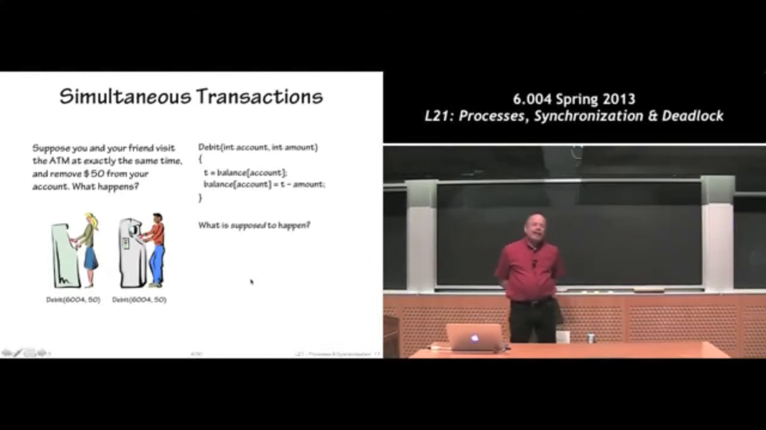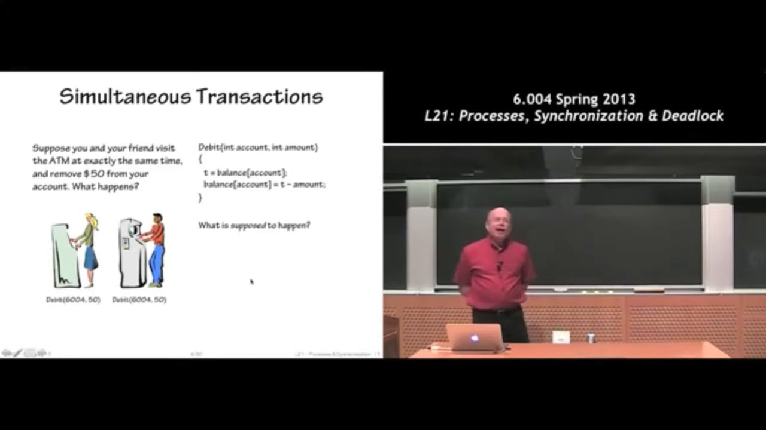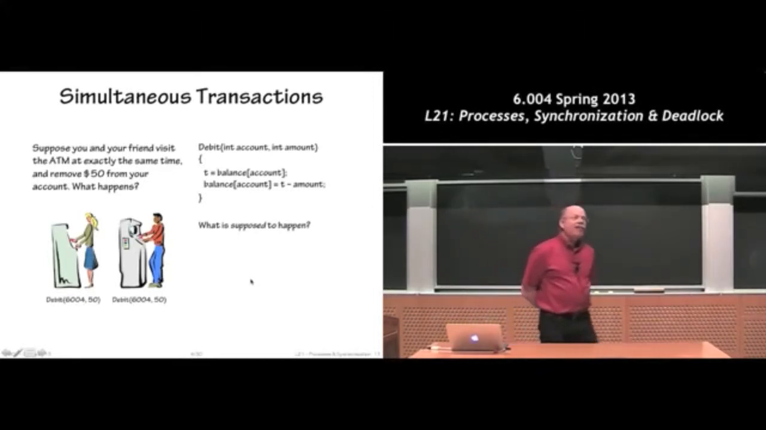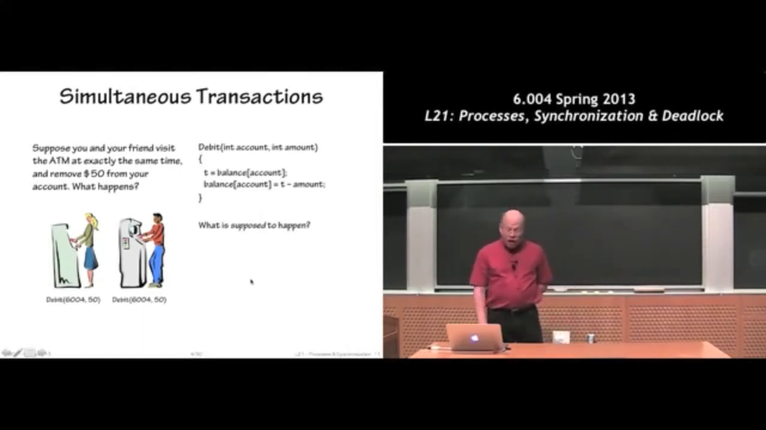Okay, so let's try a slightly different example, which will sort of motivate. Suppose you and I have this great scheme. We're going to run over to Bank of America, and we're each going to stand in front of a machine. We're going to each try to take $50 out of the 6004 account.